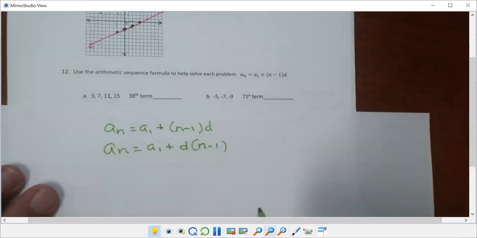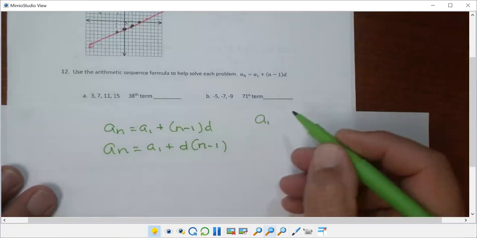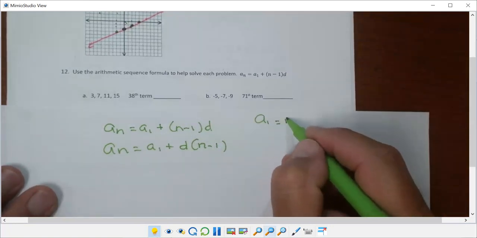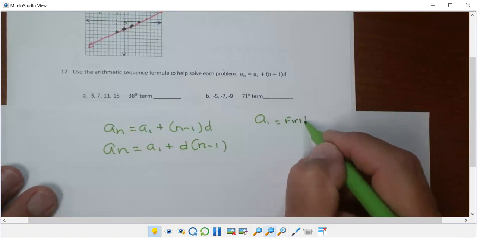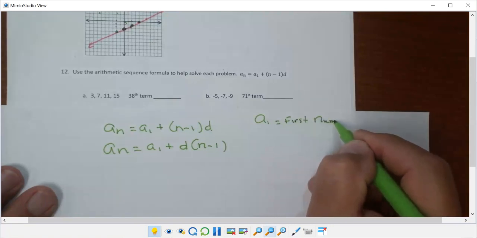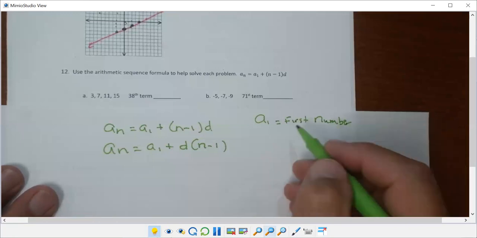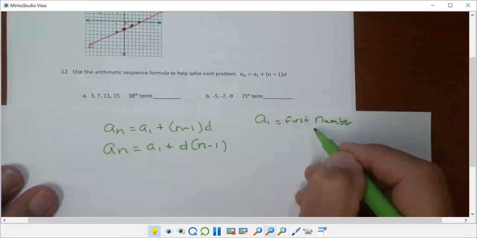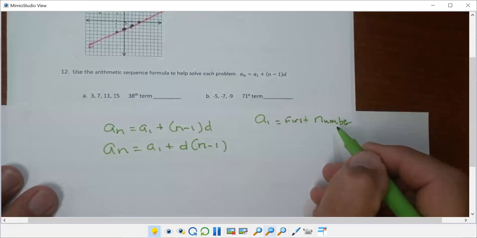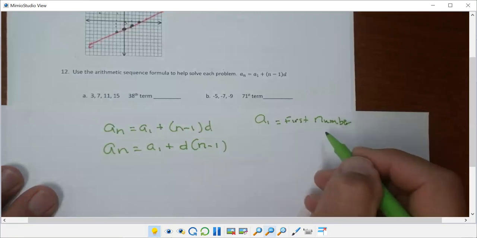All right, so here we go. a_1 is my first number. If you see the little 1 there, that means that's your first number. And remember, we've got numbers in a pattern. This is what this is all about, numbers in a pattern. So a_1 is my first number. If I had an a_2, that would be my second number. If I had an a_3, that would be my third number.